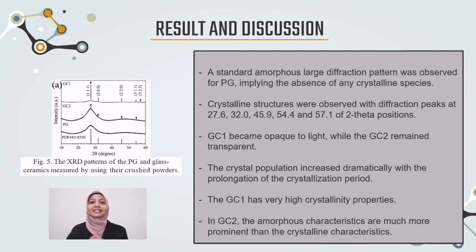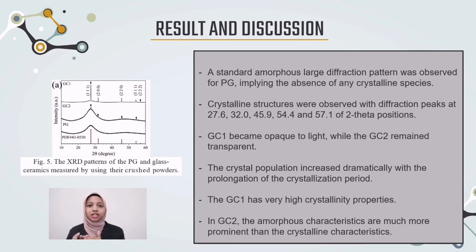On the other hand, crystalline structures were observed in the glass ceramic with different peaks at 27.6, 32.0, 45.9, 54.4, and 57.1 of 2 theta positions. XRD was used to assess the crystalline phase formed in the samples. Besides, the GC1 became opaque to light while the GC2 remained transparent. This means that the glass ceramic containing the monocrystal process has been successfully synthesized.